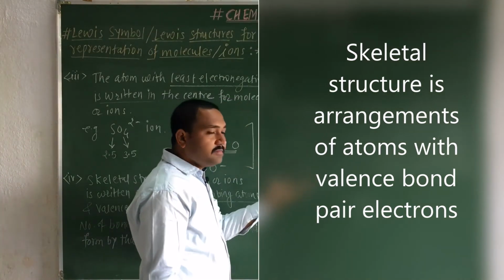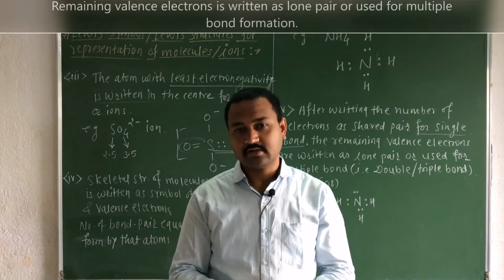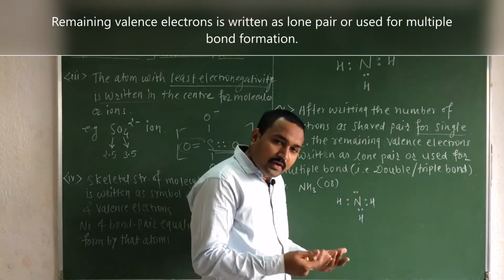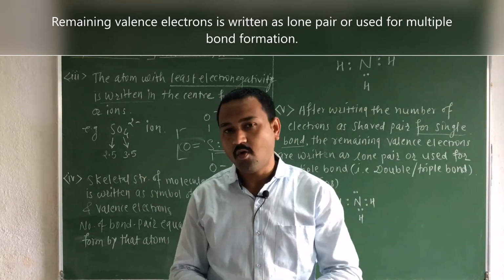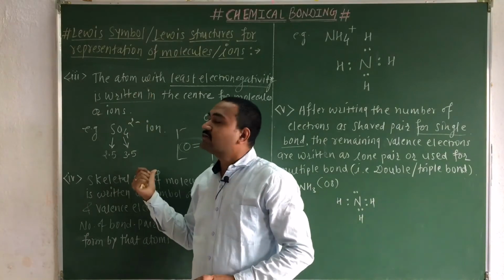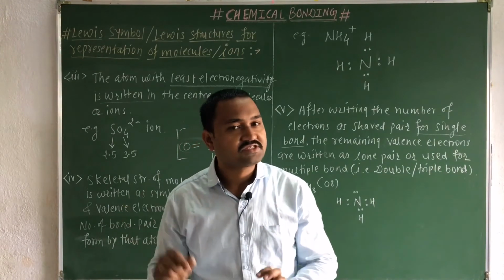Now the fifth point is very simple. What will be the remaining valence electrons? They will be written as lone pairs, or they may be considered for multiple bonds. So this is the short summary of this particular presentation on the Lewis structures for molecules.